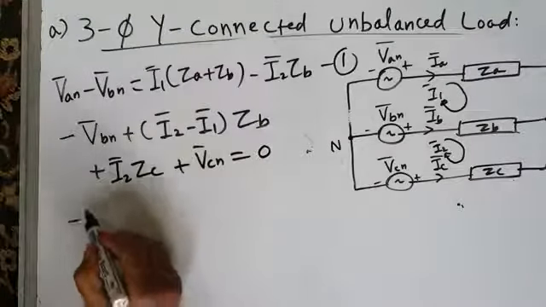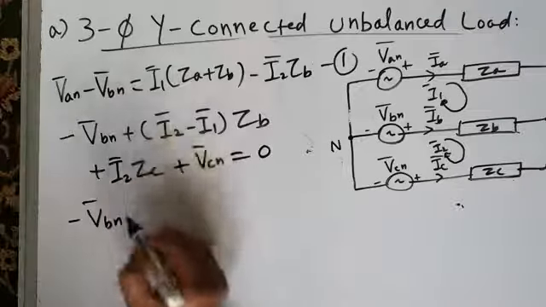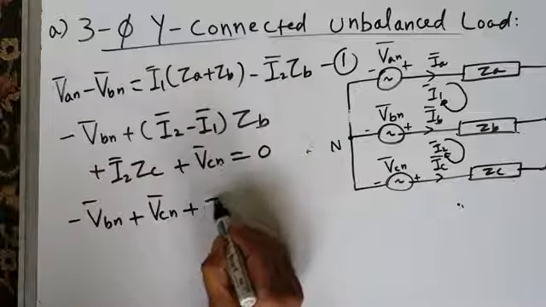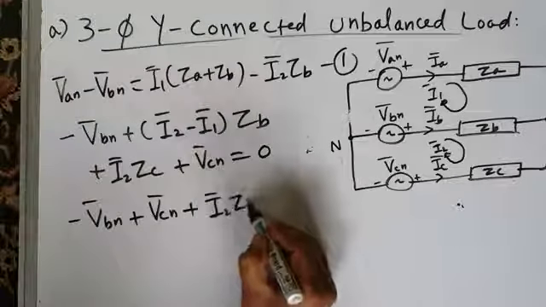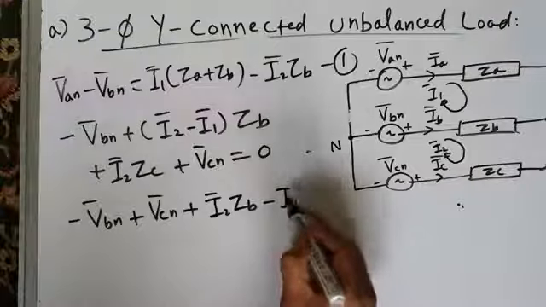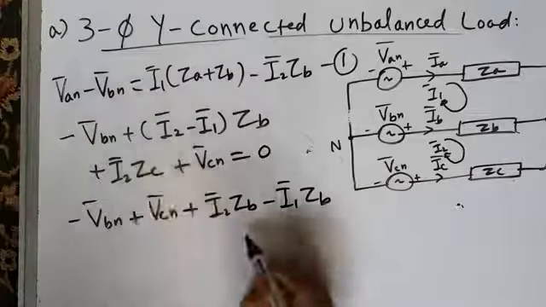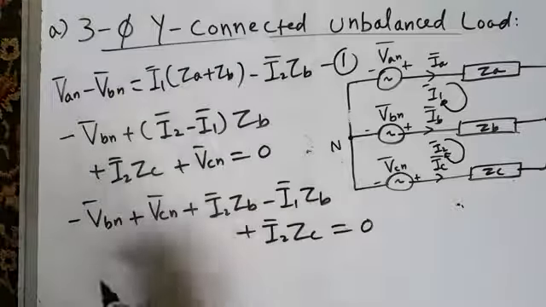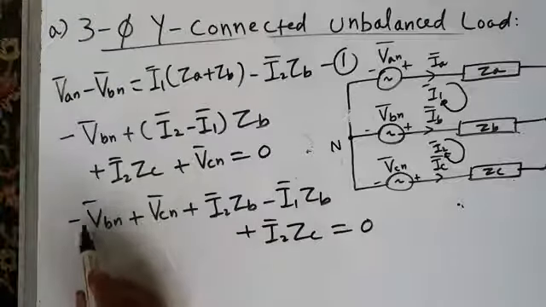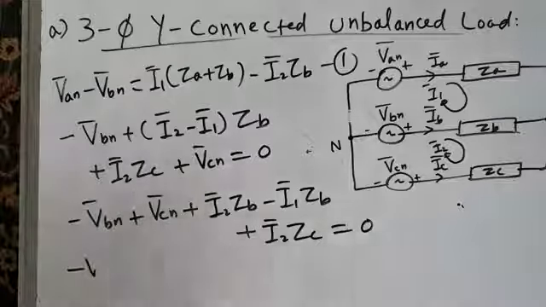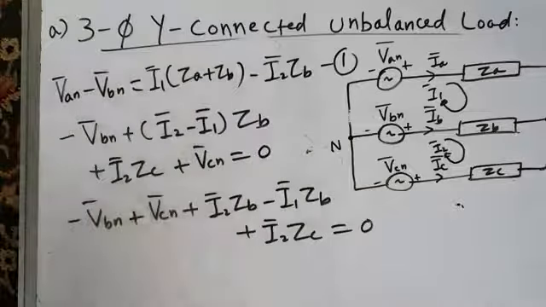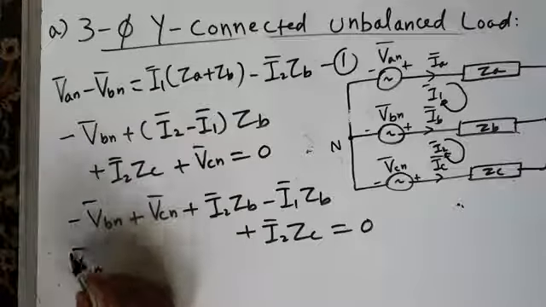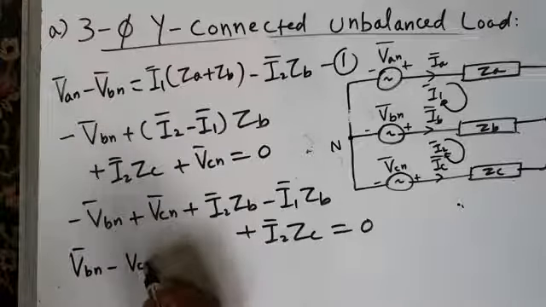Okay, so I will write minus VBN. I will take this VCN with this plus VCN, plus I will expand this. I'll open this: I2 ZB minus I1 ZB plus I2 ZC equal to 0. So I will again change the sign. This is minus VBN. Let us make it plus VBN. Multiply it by minus sign. So this has become plus. This will become minus VCN.